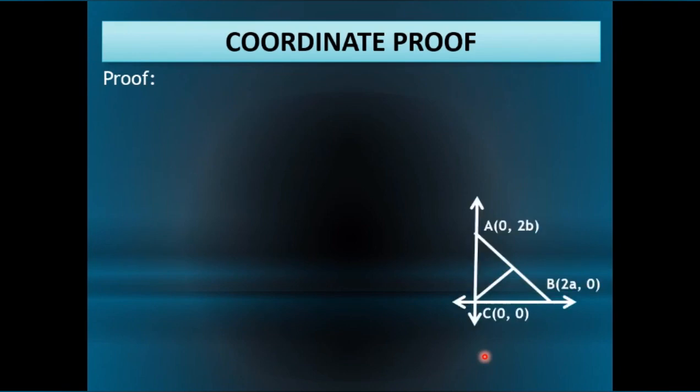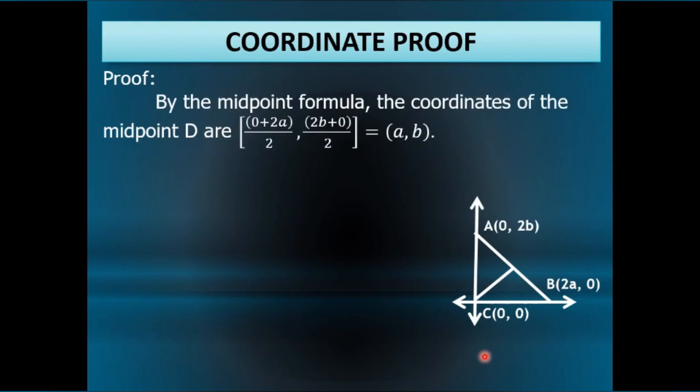So for our proof, again, this is our given figure. We use the midpoint formula to find the coordinates of the midpoint D. Finding the midpoint for point A and point B, again, we use x sub 1 plus x sub 2 over 2 and y sub 1 plus y sub 2 over 2. So we have 0 plus 2a over 2, and for the y coordinates, we have 2b plus 0 over 2.